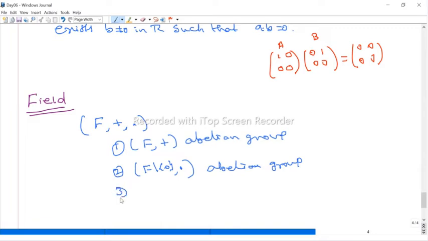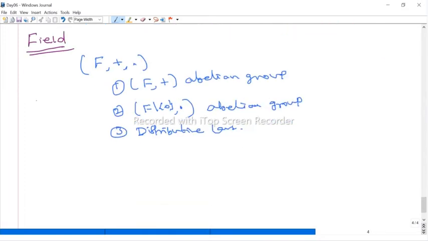And then the third one is the distributive law. As I am simply saying, F, plus, dot is a commutative ring with unity, and every non-zero element has a multiplicative inverse. Otherwise, you can say this satisfies the two distributive laws. So this is a field. Examples of fields: in our case there are two basic examples, and the first is the rational numbers.